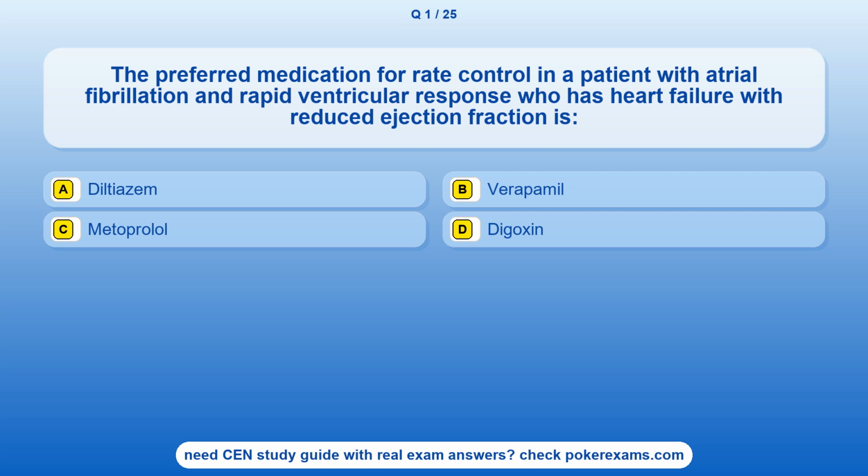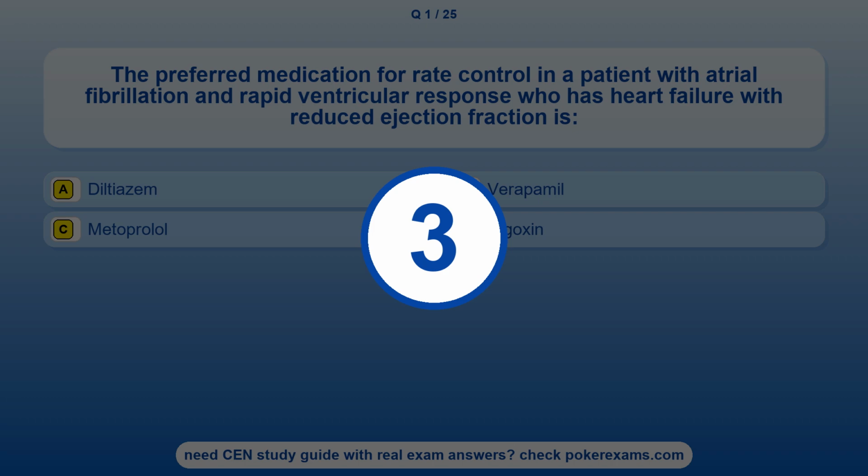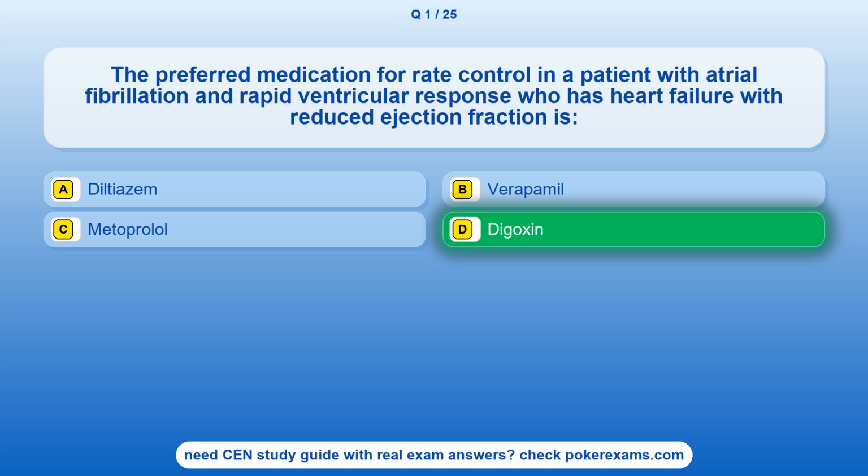Question 1. The preferred medication for rate control in a patient with atrial fibrillation and rapid ventricular response who has heart failure with reduced ejection fraction is: Option A. Diltiazem. Option B. Verapamil. Option C. Metoprolol. Option D. Digoxin. The correct answer is option D.